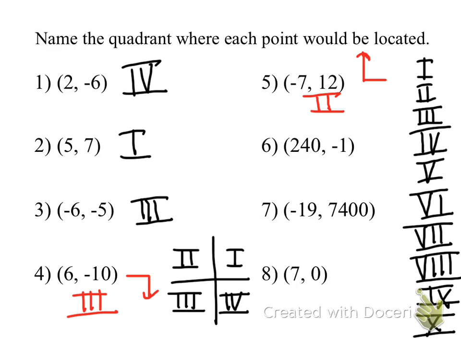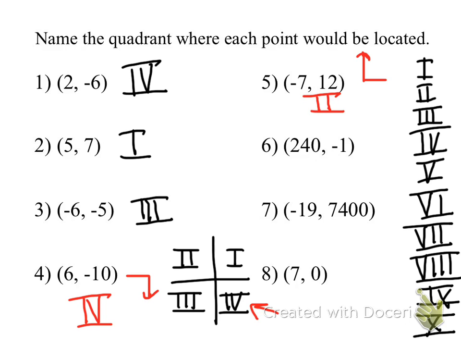Number 6. Pedro. I actually have a question about 4. Wouldn't it be quadrant 4? I got quadrant 4. Oh, you're right. I'm so wrong. You're right. Number 4, because we're going positive then negative, it makes it quadrant 4. Okay, number 6. Pedro, you want to do that one? Sure. 240.